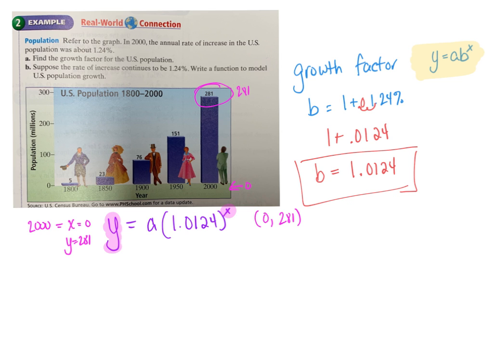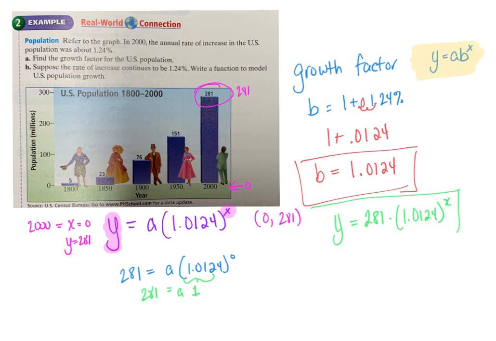So I'm going to say then y is 281 equals a times 1.0124 to the 0. What's any number to the 0 power? All right, so this is just 1, a equals 281. So I have my a. So my function then, which is what they want me to set up, is y equals 281 times 1.0124 to the x. This would be my exponential function for the growth population based on what we have right now.